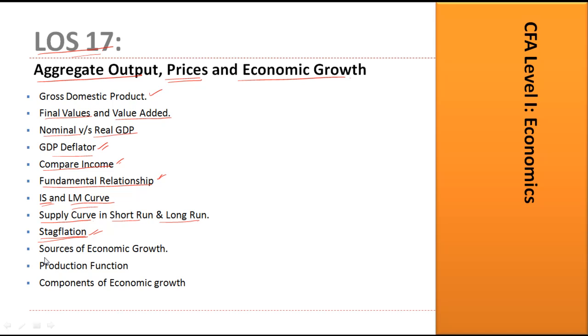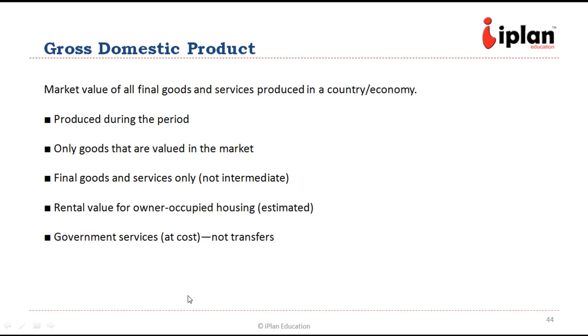Then we look at the sources of economic growth, the production function, and finally we look at the various components of economic growth. So let us start with GDP, gross domestic product. GDP is nothing but the market value of all final goods and services which are produced in a country or economy. So the important keyword is the final goods and service which are produced during that period.